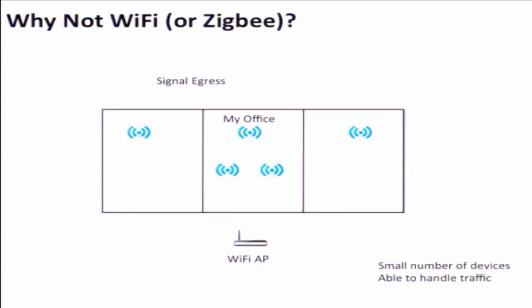So what is the cost benefit analysis of adding another Wi-Fi as opposed to this? Let me see if I can explain in different terms, terms of congestion. So, why not Wi-Fi? Yeah. So this is exactly my office.